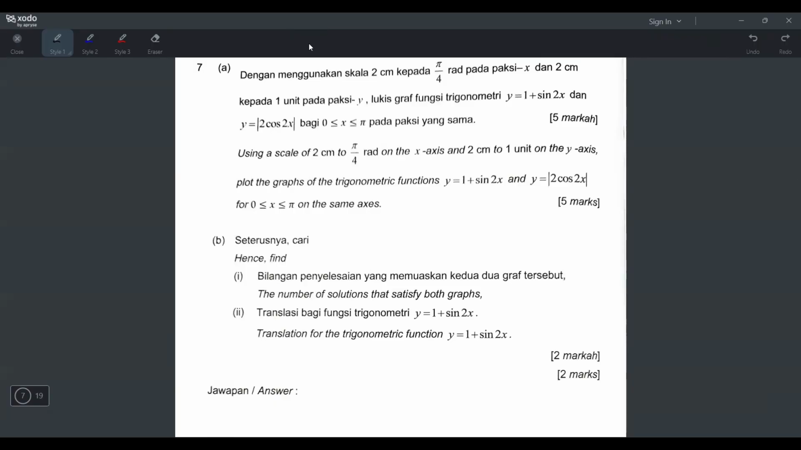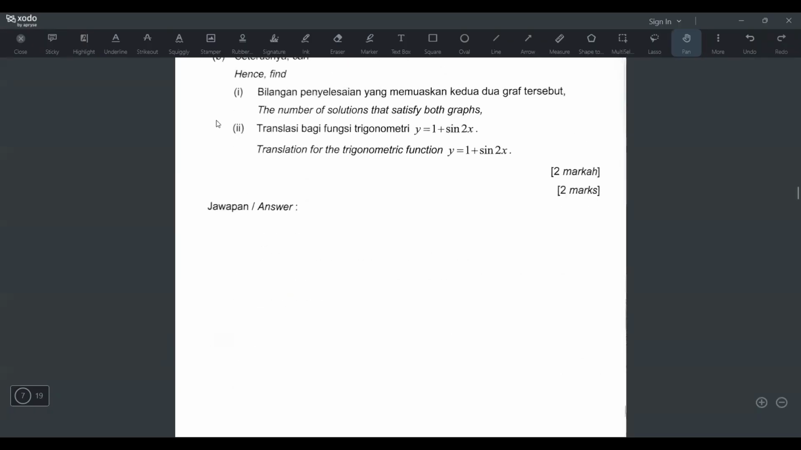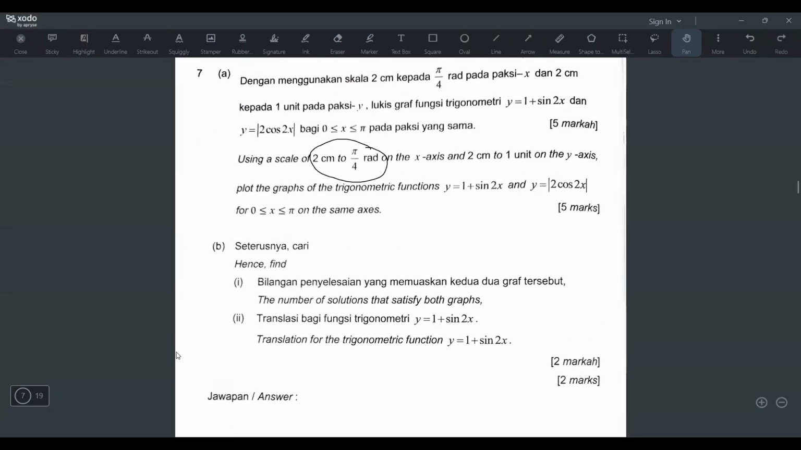All right, I'm doing number 7 now. So this is a trigonometry question, right? And they ask us to sketch graph. Okay, let's read the question. Using a scale of 2 cm to pi over 4 radian. Okay, let's go to the diagram. Oh, okay, maybe there's a graph paper here, but okay, it's okay.